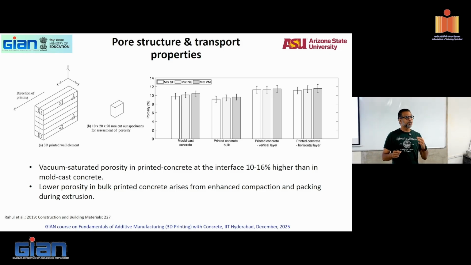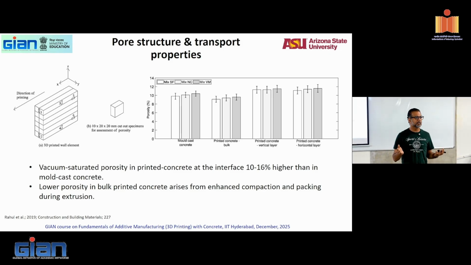So, how many pores? So, here is a question. How many pores are there in concrete? If I give you a standard normal concrete, how many pores are there?